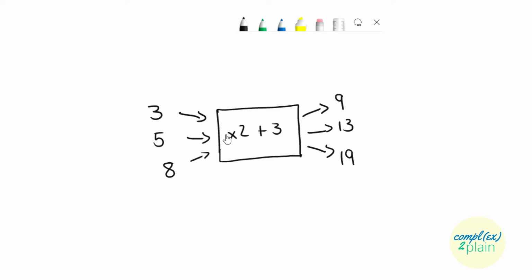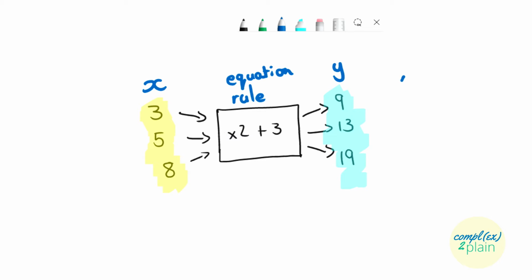So let's imagine that this area over here is your x. This box is your rule, or what we're going to call now your equation. And then this over here is your y value. Okay, so do you see we've actually got coordinate pairs here? We've got a 3 and a 9. We've got a 5 and a 13. And we've got an 8 and a 19. See? For every value of x, there's a value of y. Simple as that. It's a function.